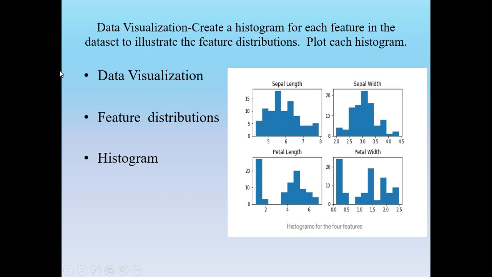Now we are moving to the data visualization. Data visualization has two terms. First is data, that is the information, and visualization is the pictorial or graphical representation of the information, so that the user can easily analyze the data quickly. In the feature distributions, we have the four features given in the CSV file: sepal length, sepal width, petal length and petal width. Based on that, we implement the histogram.